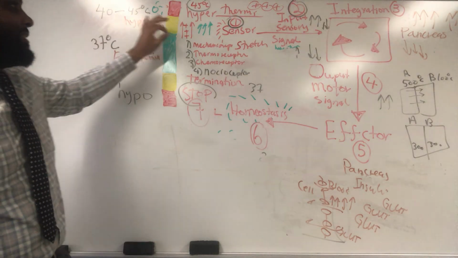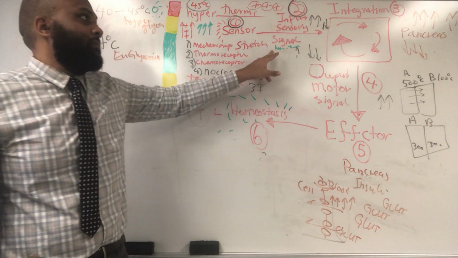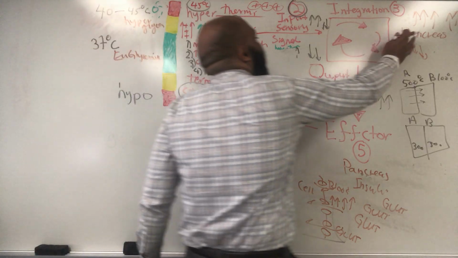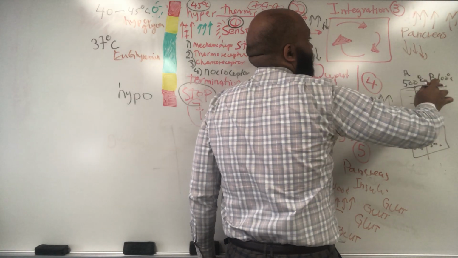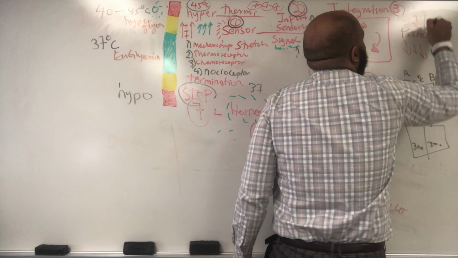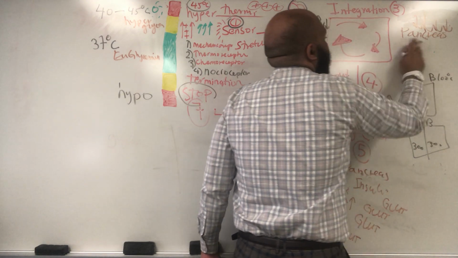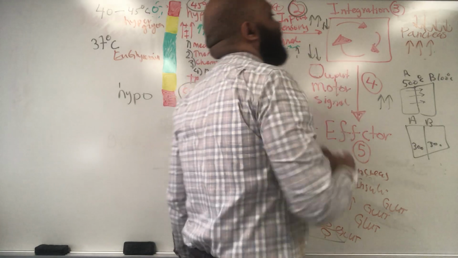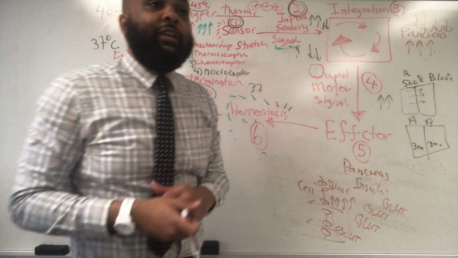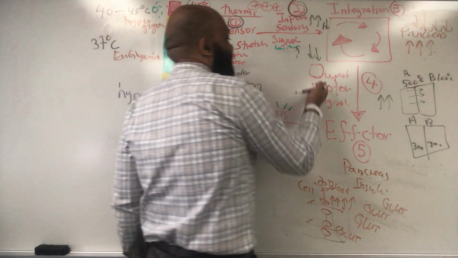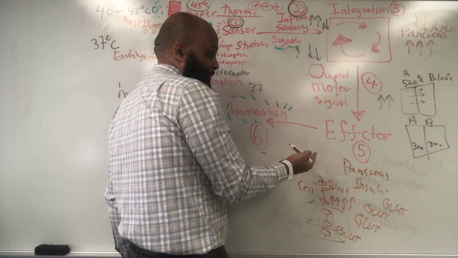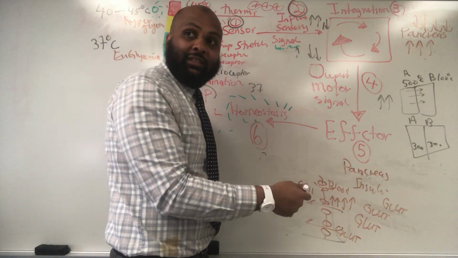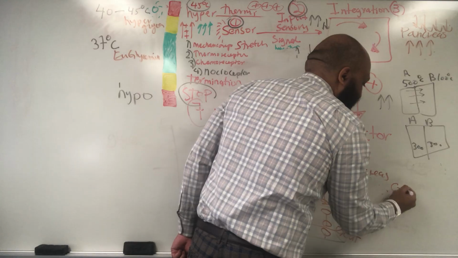So now it's going to send an input sensory signal to the integrator, who is still the pancreas, telling the pancreas there is a lot of sugar or a little bit of sugar. A little bit of sugar. It's going to tell it there is hypoglycemia, and you need to repair it with the opposite, by increasing blood sugar. Do we repair it with positive feedback or negative feedback? Negative feedback. So the output motor signal is going to go to the effector, the pancreas. And now are we going to secrete insulin again? No, we're going to secrete glucagon.